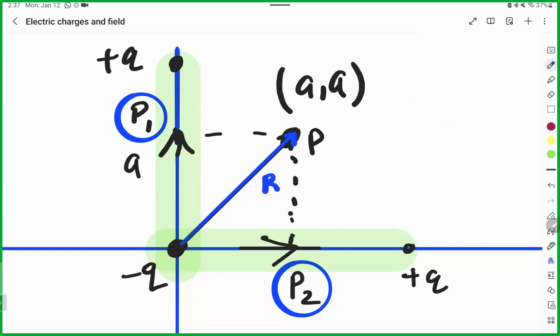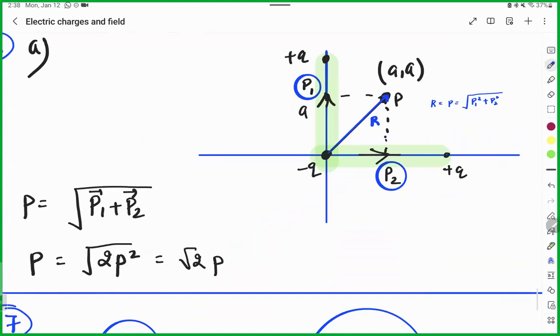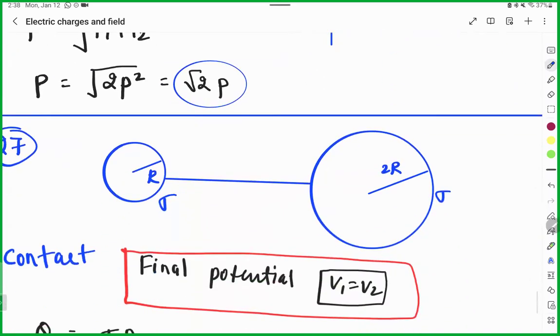This is the resultant. Can we say in this case your resultant P will be equal to under root P1 square plus P2 square? This is what you are supposed to calculate. Because both values are exactly the same, it is under root 2p square. Done. Anybody have doubts? No, sir.